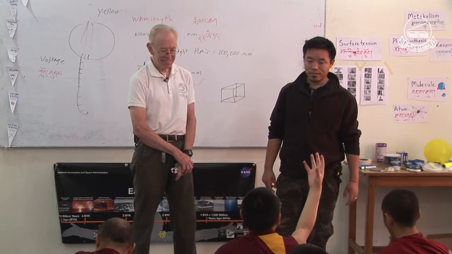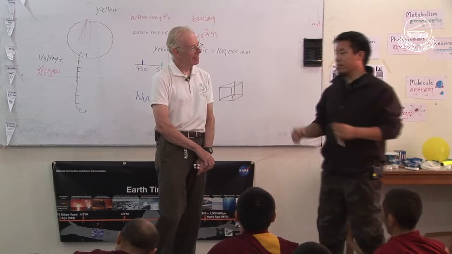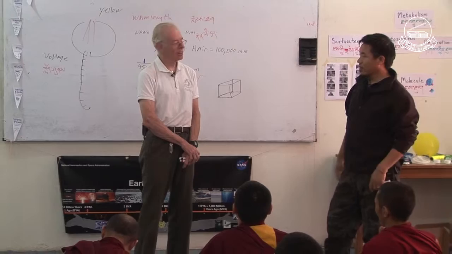So you mentioned that the shape and color of the robe is the brain's creation. Yes. So that means that there is no color outside at all? There's no color out there at all. No color at all.